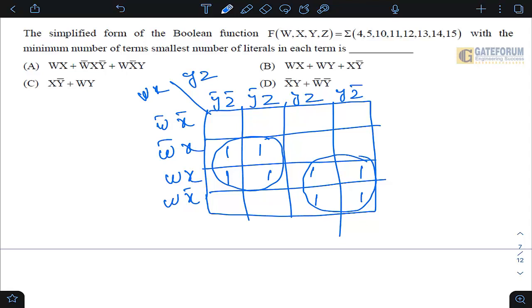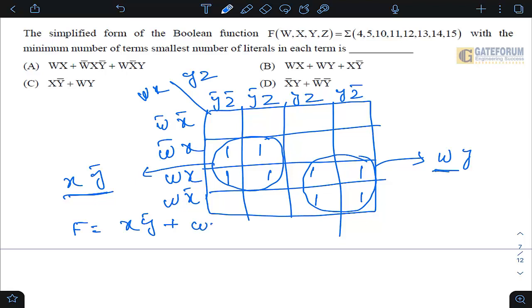Now if I ask you what is the term corresponding to this: from the row, you see x is constant, and from the column, you see y bar is constant. Similarly for this, from the row w is constant and from the column y is constant. So if I ask you what is the answer of this f, it is basically the swap expression, which is xy bar, that is this term, or with this term wy: xy bar plus wy. If you see, this is given as option C.